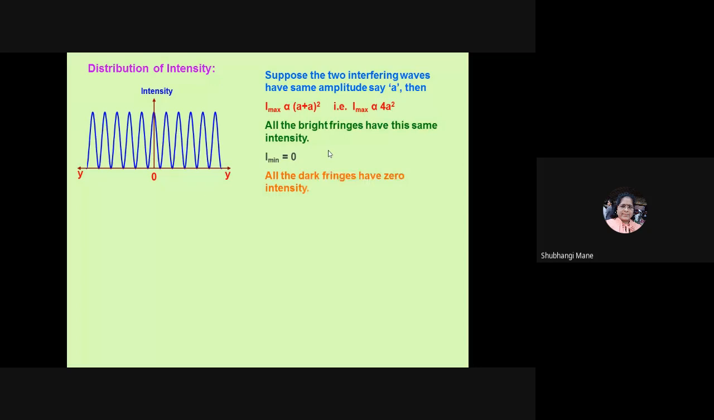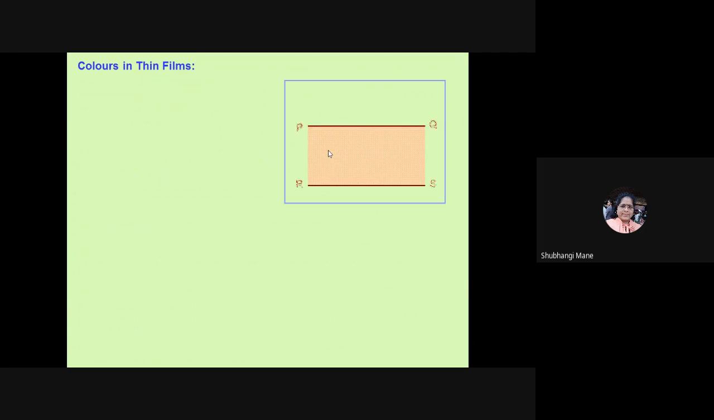Next, I minimum equals 0. All the dark fringes have 0 intensity. Now, these conditions also we have talked about. Next one: why the color is observed. This is the application of interference. You might have observed in rainy seasons, when oil is spread on a wet road.